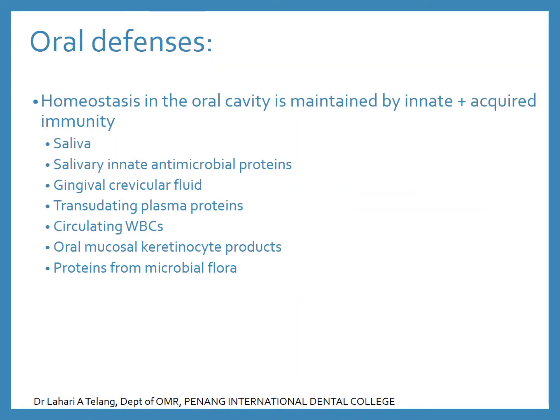When we're talking about immunity, it's also important to talk about oral defenses. Homeostasis is the method in which balance is maintained in the oral cavity. It is due to innate as well as acquired immunity. And the most important components which help in the defense mechanism in the oral cavity are saliva, salivary innate antimicrobial proteins, gingival crevicular fluid, transudating plasma proteins, circulating WBCs, oral mucosal keratinocytic products, as well as proteins from microbial flora. So all of these put together maintain the homeostasis in the oral cavity.